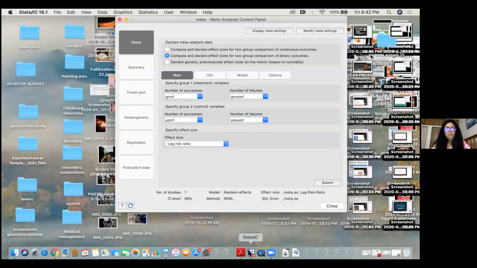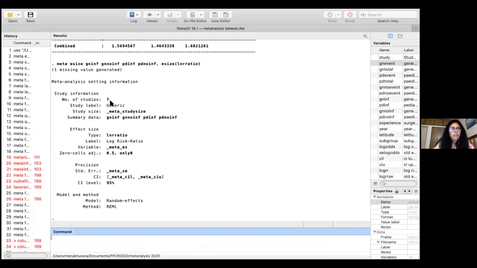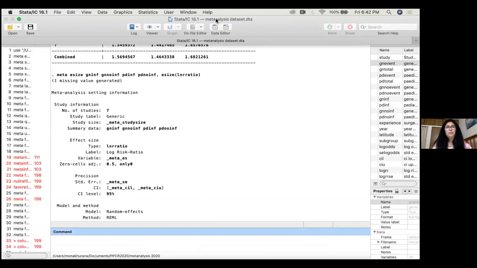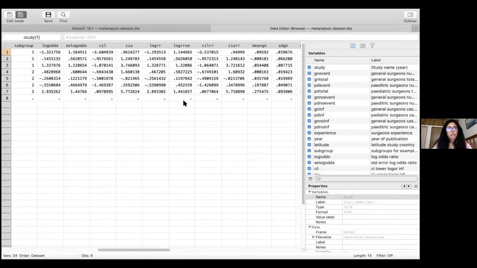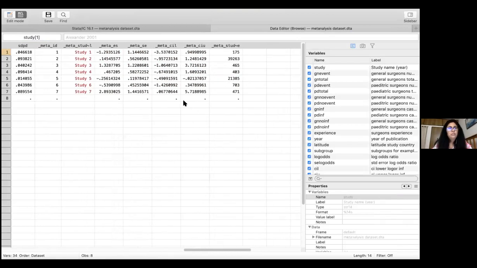And so this is what we get. It gives us the number of studies, the type of effect size, and the standard errors and confidence intervals. And if you go to your data browser, you can see that new variables have been generated, which are the study number, the effect size, the standard error, lower confidence intervals, upper 95% confidence intervals, and the study size, right?